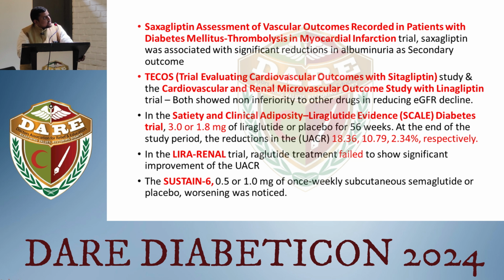DPP-4 inhibitors. The Satiety and Clinical Adiposity – Liraglutide Evidence trial, where high dose and low dose of liraglutide had 18.36% and 10.79%, compared to the placebo effect, which was only 2.3%. In the LIRA-RENAL trial, liraglutide treatment failed to show a significant improvement in urine albumin ratio, but at the same time, they showed improvement in preventing the rapid progression of the estimated GFR decline.